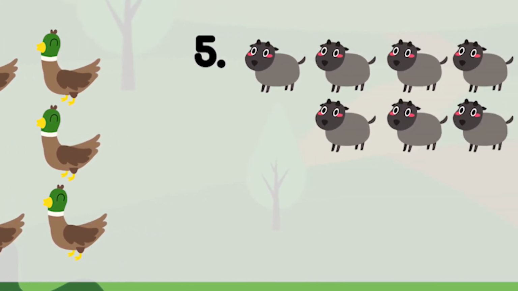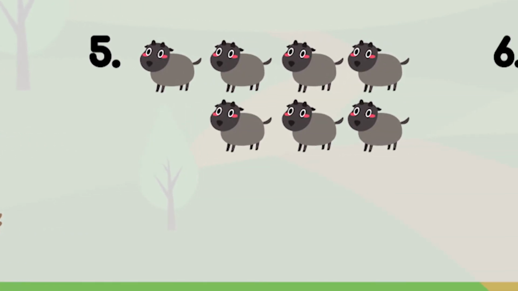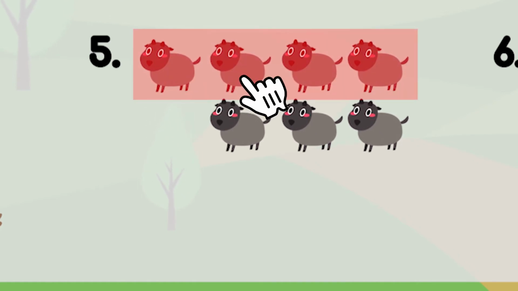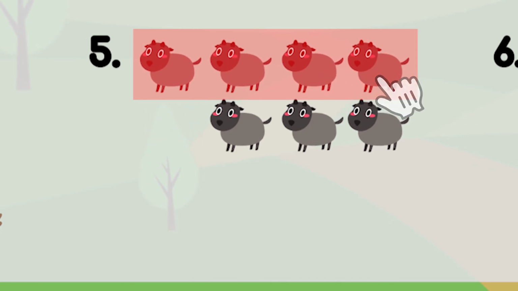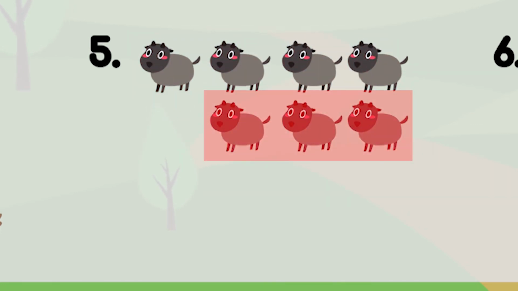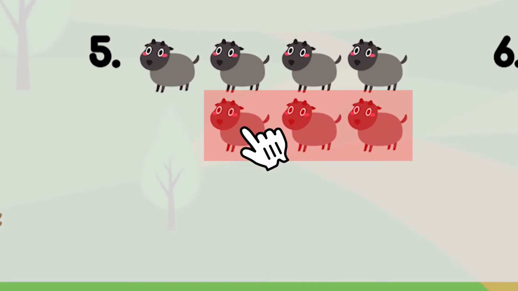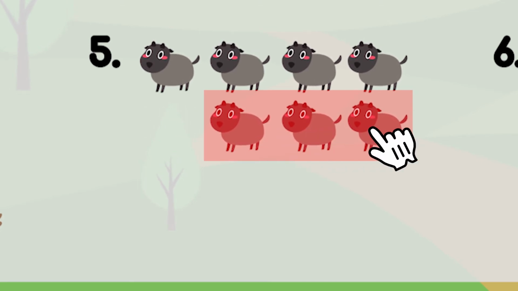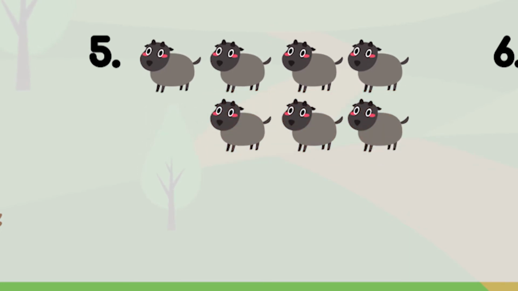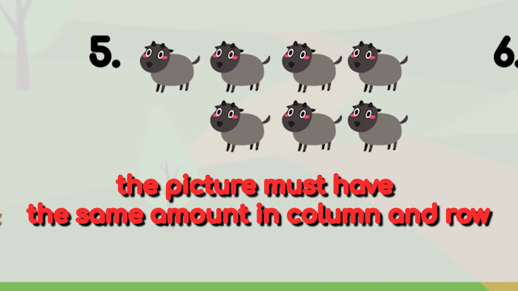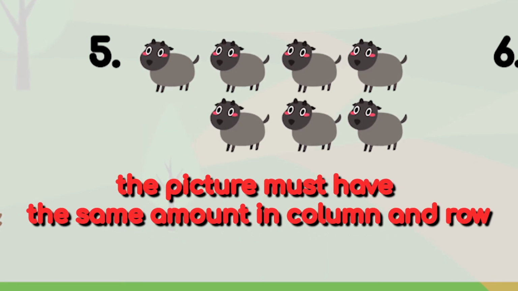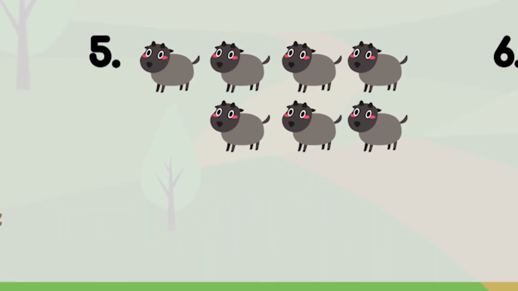Let's move on with our next picture. If you look at this picture closely, we could see that this picture is not an array. But let's check it out anyway. In the first row we got 1, 2, 3, 4. 4 small goats. How about the second row? In the second row here we got 1, 2, 3. 3 goats. So it does not fulfill the terms of an array, which is that the picture must have the same amount in column and row. So this picture is not an array.